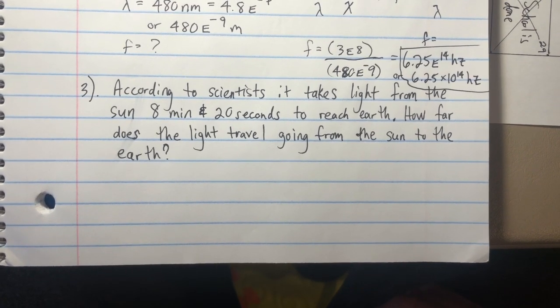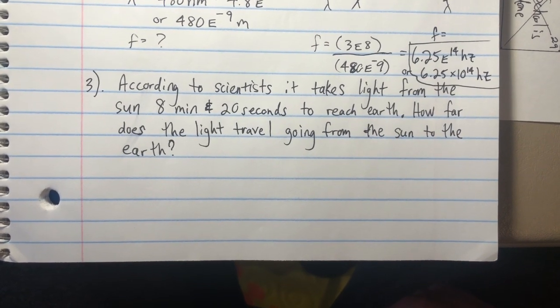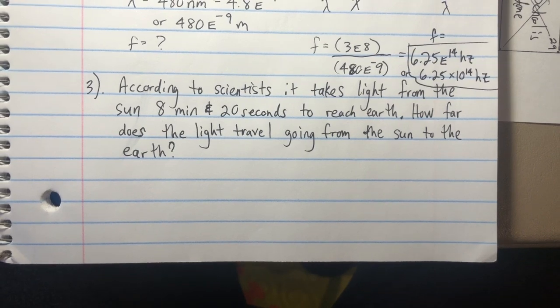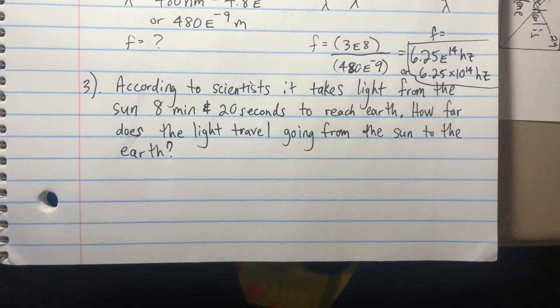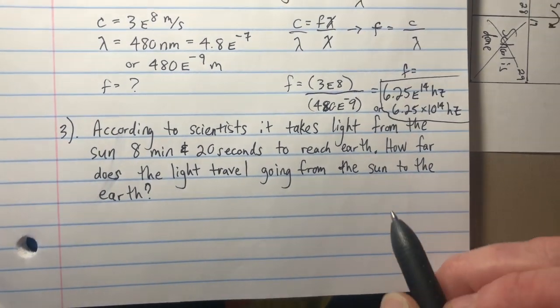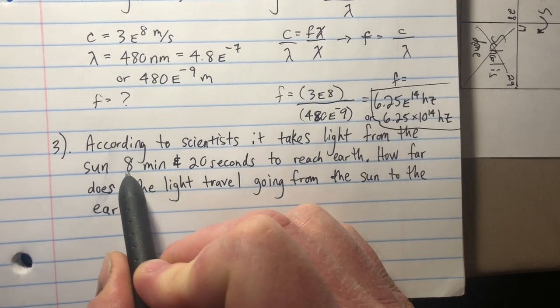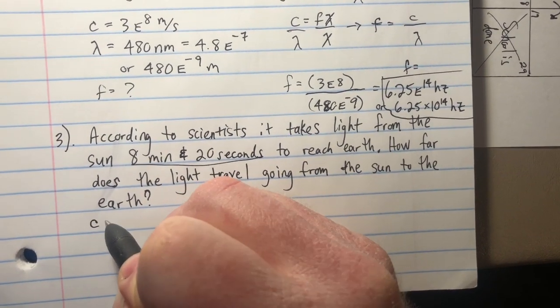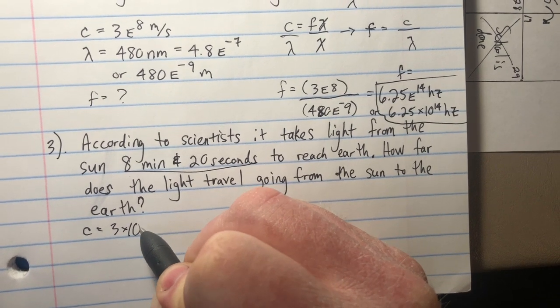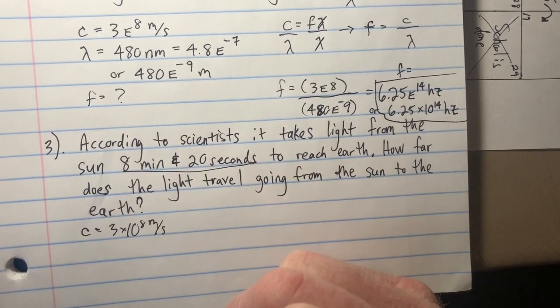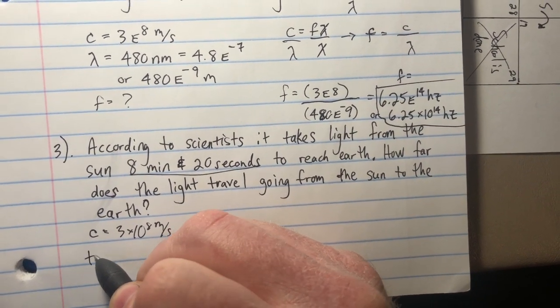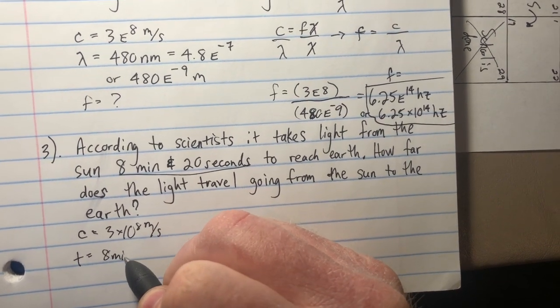So it says, according to scientists, it takes light from the sun 8 minutes and 20 seconds to reach Earth. How far does the light travel going from the sun to the Earth? In other words, how far away is the sun? So this is really all they give you. But you know the speed of light is 3 times 10 to the 8th meters per second. The time, 8 minutes 20 seconds.